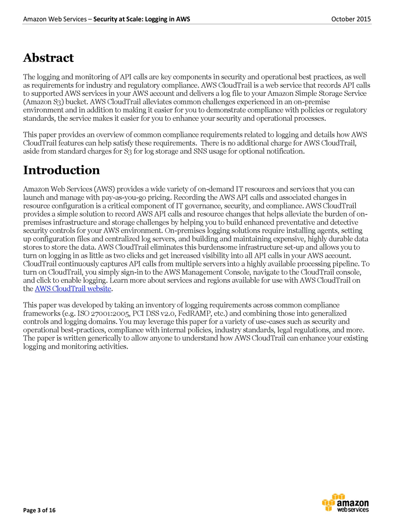To turn on CloudTrail, you simply sign in to the AWS Management Console, navigate to the CloudTrail console, and click to enable logging. Learn more about services and regions available for use with AWS CloudTrail on the AWS CloudTrail website. This paper was developed by taking an inventory of logging requirements across common compliance frameworks, for example, ISO 27001-2005, PCI DSS v2.0, FedRAMP, etc., and combining those into generalized controls and logging domains.